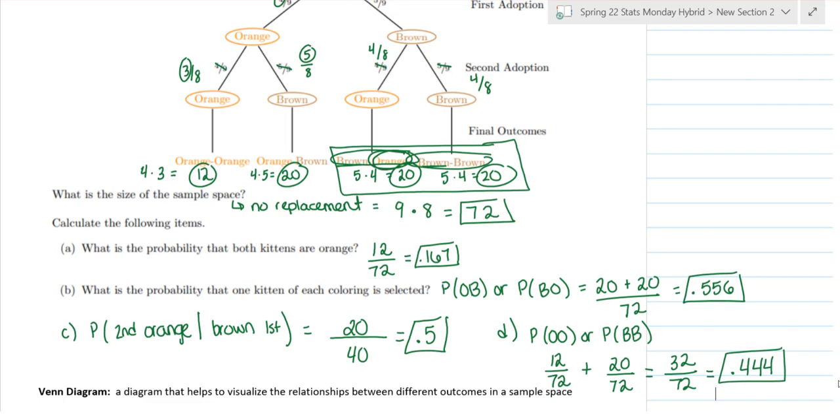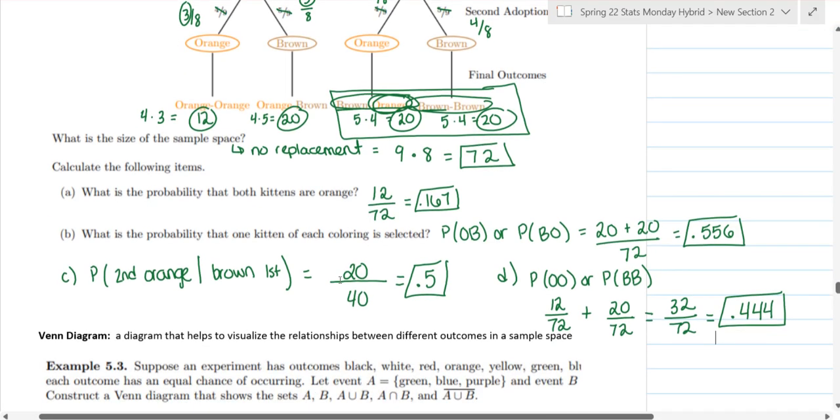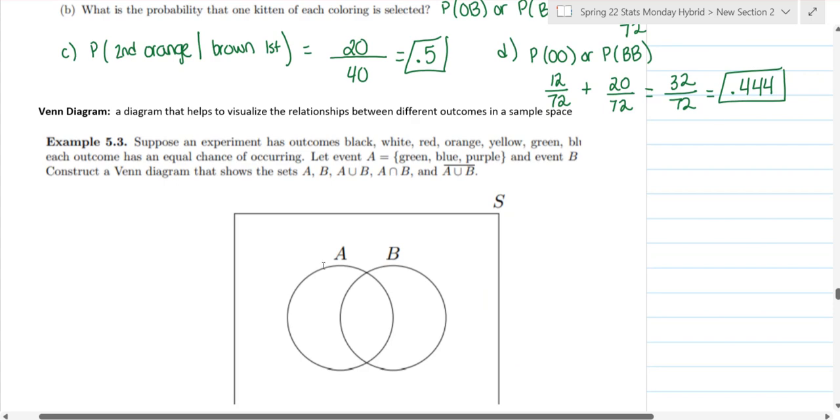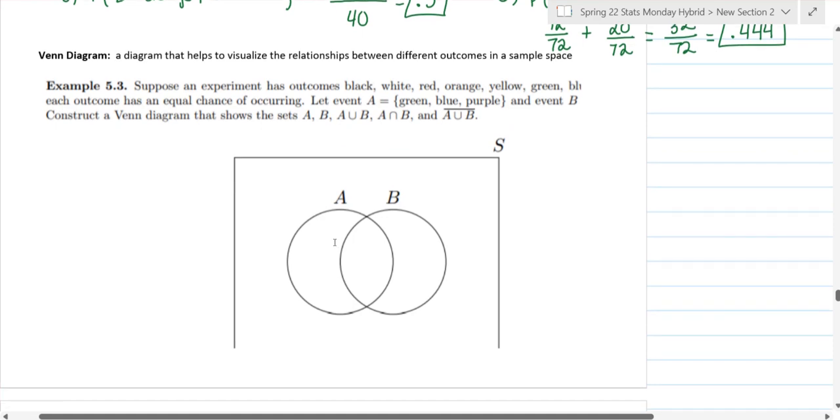Okay, so that's tree diagrams. Venn diagrams, hopefully you've seen them before, fairly simple. They help you visualize different outcomes in a sample space. So let's take a look at this Venn diagram here. It's usually a box with circles in them. The overlapping part of the circles is what the two circles would have in common. So this middle part right here, the overlapping circles, is what A and B would have in common.